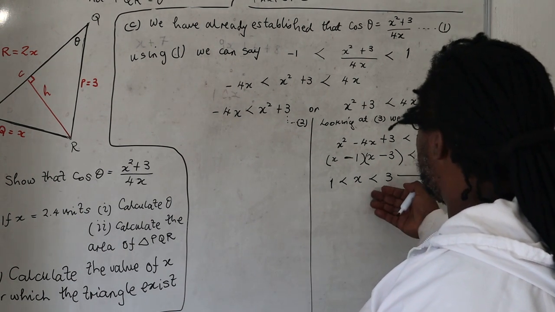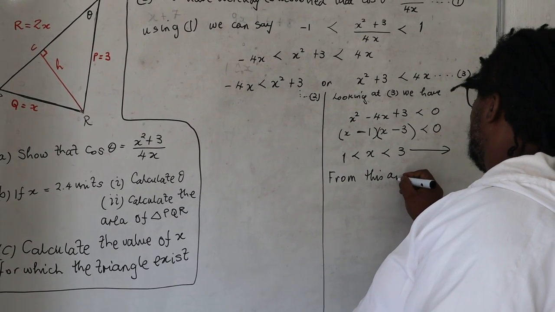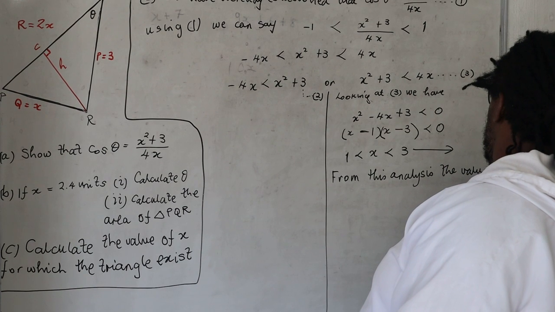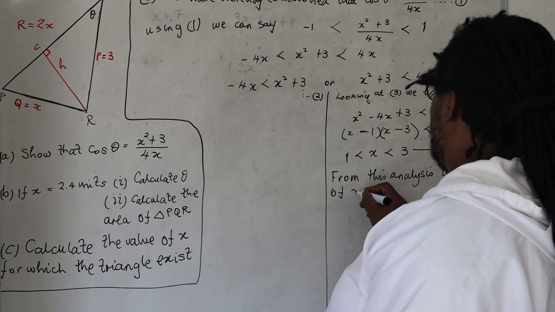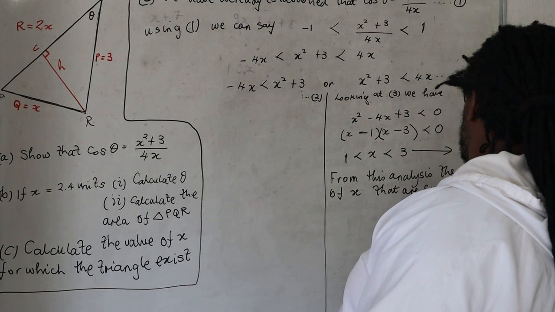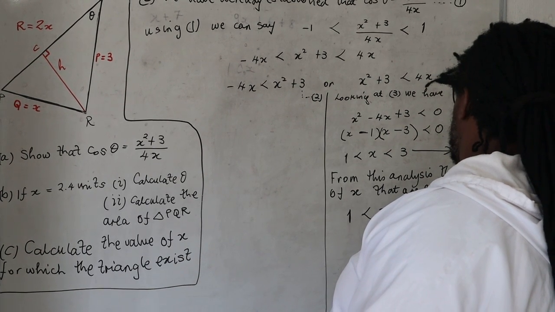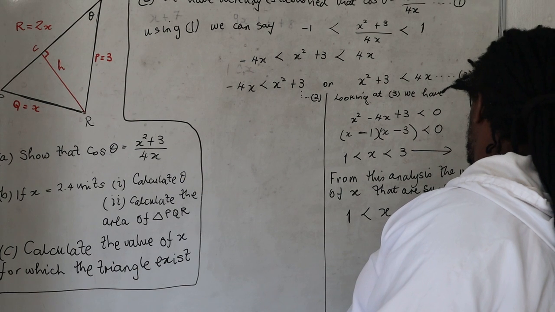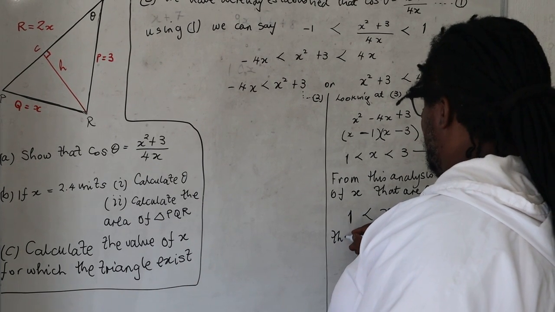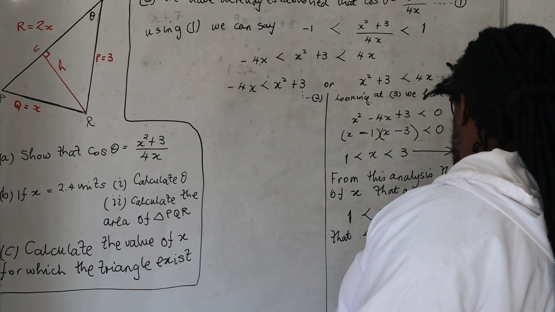And so from this analysis, the values of x that are such that 1 is less than x and x less than 3 will ensure that triangle PQR exists.